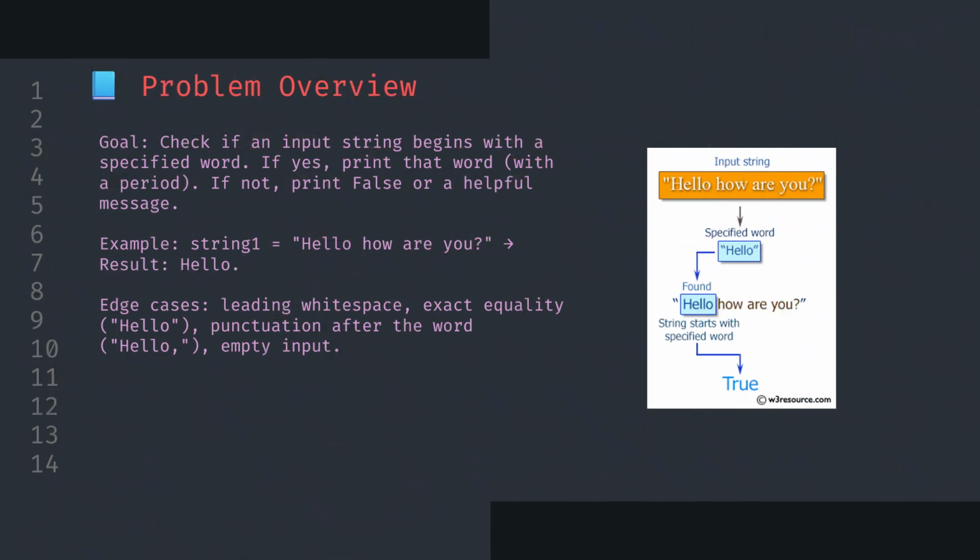The key idea is matching the first token as a word, not just a substring. So, hello, hello, and hello should be treated as starting with hello. We'll trim leading spaces and use a symbol check with a word boundary so punctuation or white space after the word still counts. This keeps behavior intuitive for users.